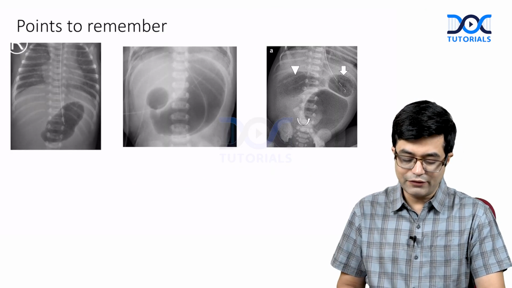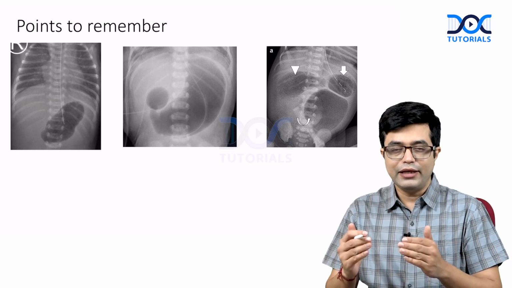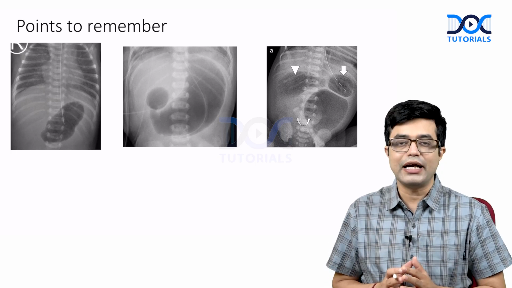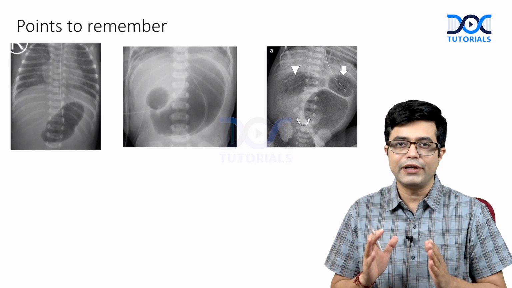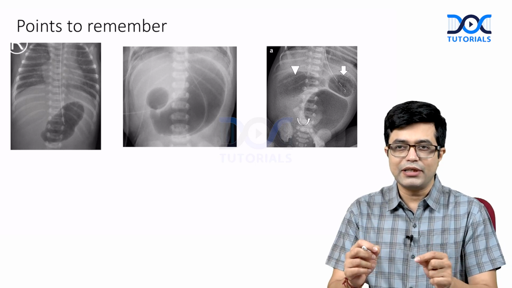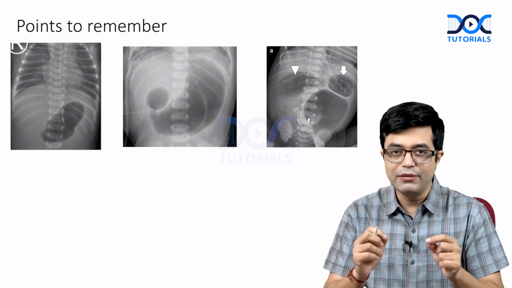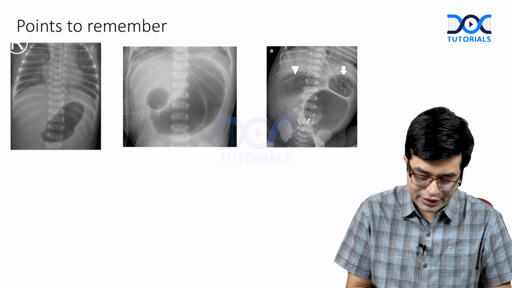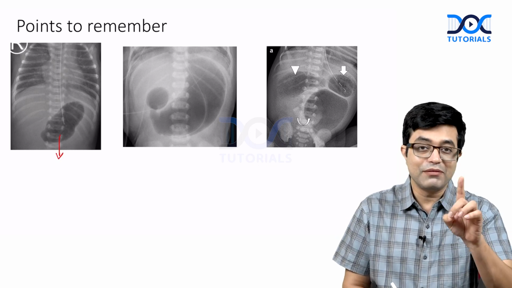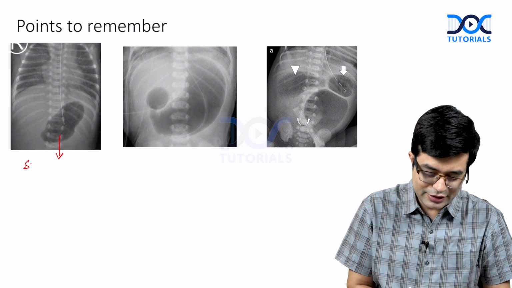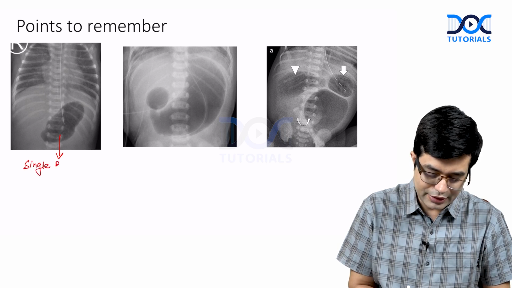Let's have a look at something very important. These are the 3 images which can be asked to you in the exam. So you need to be able to identify those. If you are preparing for the December exam or subsequent exams, it is very important. So what is this first image showing? This first image shows a single bubble. So this is the so-called single bubble appearance.